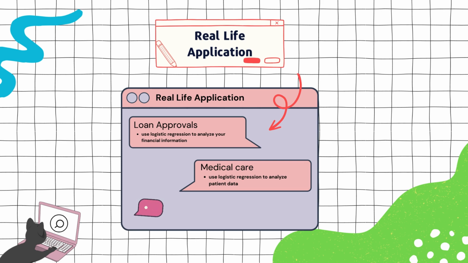Another example is medical care. Hospitals can use logistic regression to analyze patient data, like age, medical history, and test results, to estimate the risk of certain health problems. This information helps doctors make better decisions about patient care. For example, they might use it to predict a patient's risk of complications after surgery, allowing them to take extra precautions if needed. In short, logistic regression helps analyze data and predict the chances of things happening, especially when those things can only have two outcomes, yes or no. This helps people make informed decisions based on the information they have.